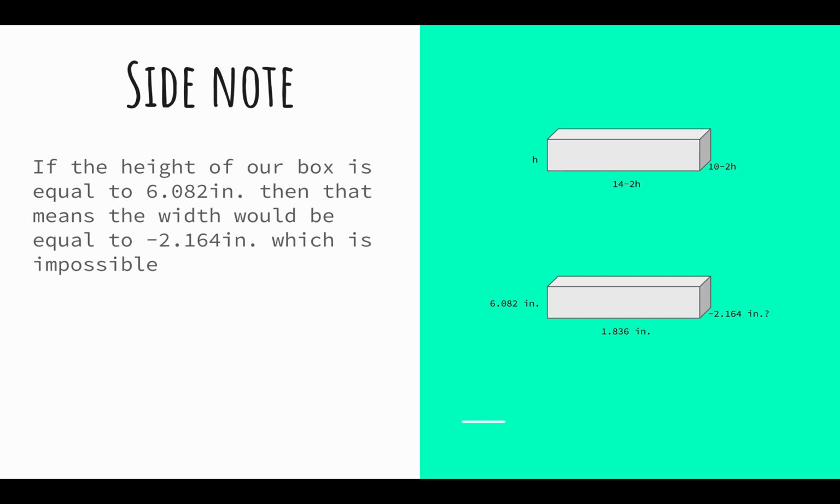Another way to think about the two critical point dilemma is to look at what each value implies about the dimensions of our box. If we were to use that second critical point as our value of h, then we would get a box with a width of negative 2.164 inches, which isn't possible.